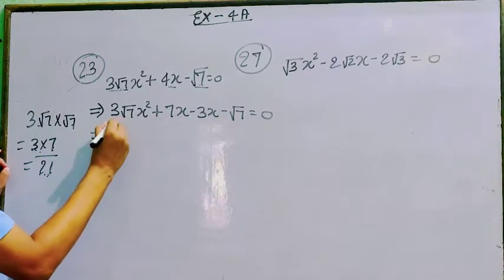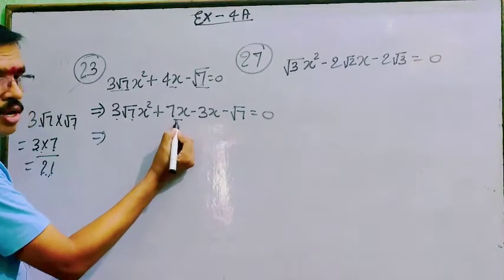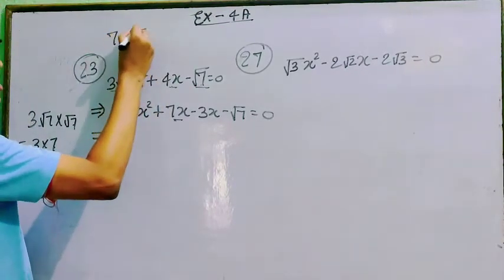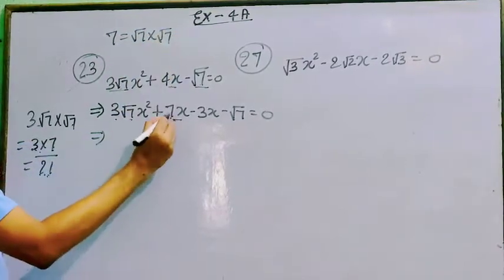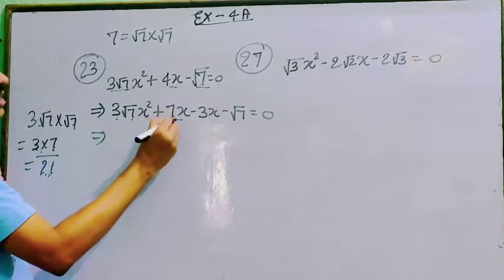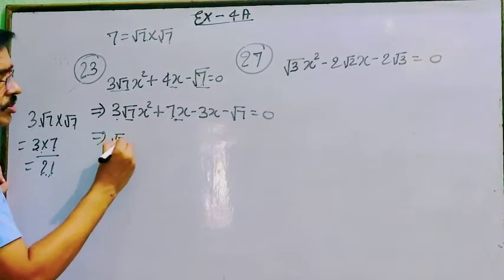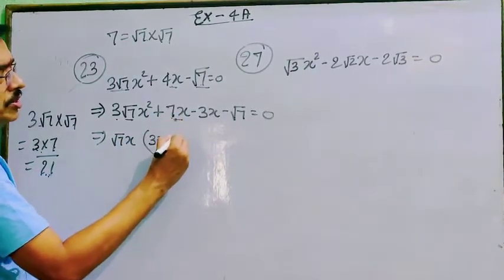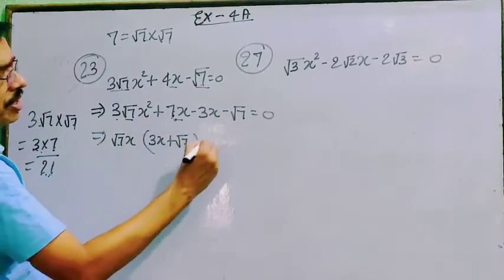Here 3 root 7 and 7. Here is root 7, but in the 7, root 7 is also present. Why? Because 7 you can write as root 7 into root 7. So here is only 7, but root 7 is present there, and here root 7 is also present there. So you take root 7x common. So what remains here? 3x, and here is root 7, and then root 7 into root 7 is 7.